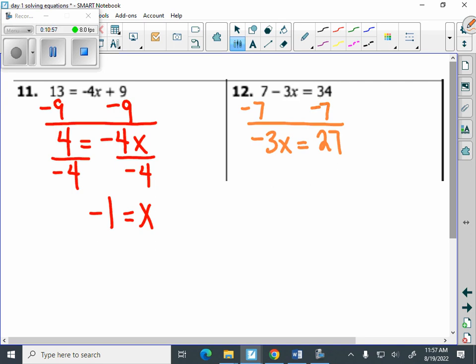Well, now we want to undo the multiplication, negative 3 times x, so we're going to divide both sides by negative 3. And then lastly, we want to figure out what x equals, so it's going to be x equals negative 9. 27 divided by negative 3. Again, if you cannot do that in your head, please take the time to type it into Desmos or a calculator.